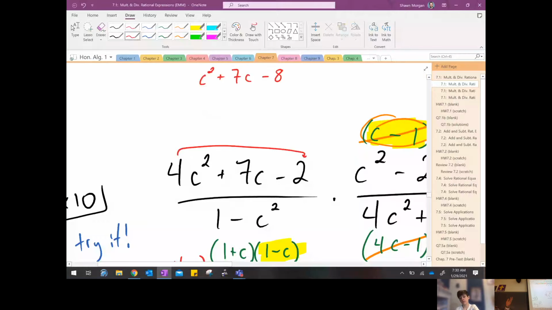4 times 2 is 8. Turn it into 8. I'm going to pretend like it's this. This should be an easier problem to factor now because the leading coefficient is no longer 4, it's 1. And so I know this is a regular trinomial, what I like to call a regular trinomial. So I'm just looking for 2 factors of -8 that add up to +7. And what are those? 8 and -1.